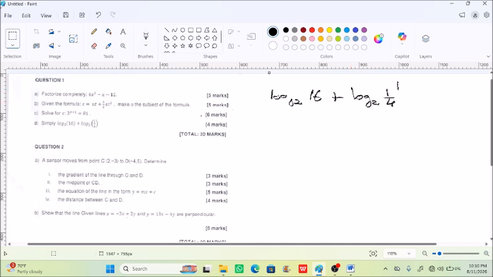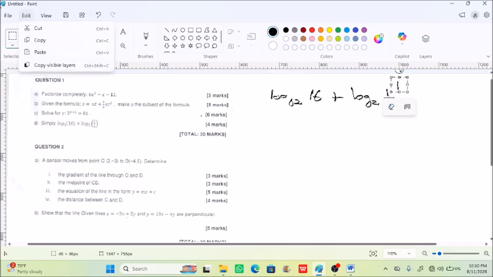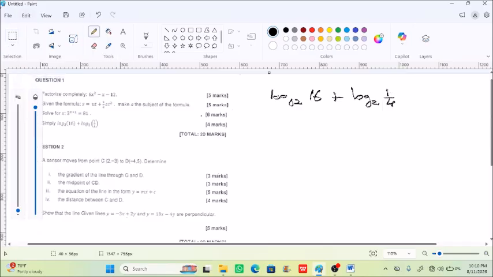Okay, 1 over 4. So we just have to simplify, nothing much. From there now, what do we do? Remember the rules of the logs. If we have a plus there, then the logs are sharing the same base. Meaning, what do we do? We multiply these numbers that we've been given here. So we are going to multiply these two.